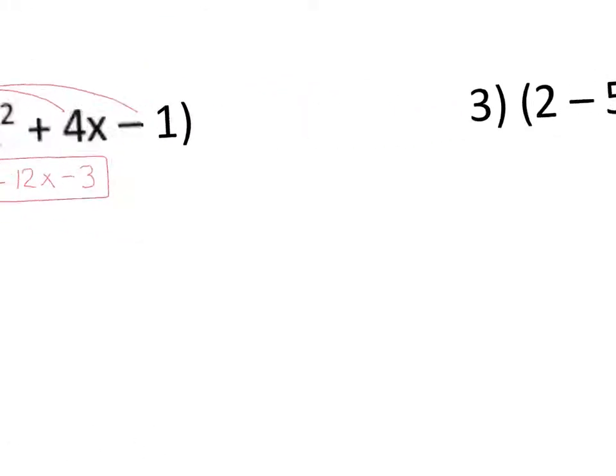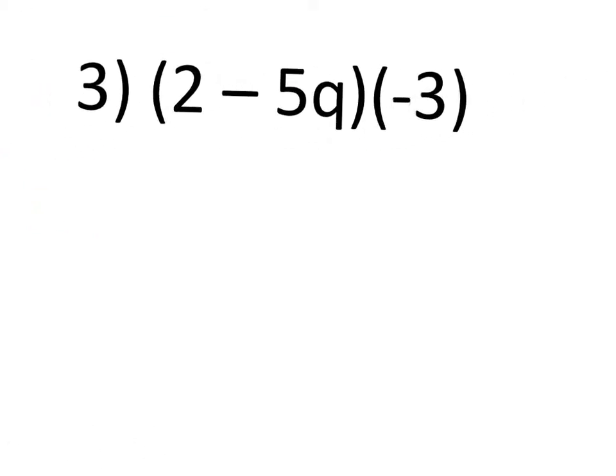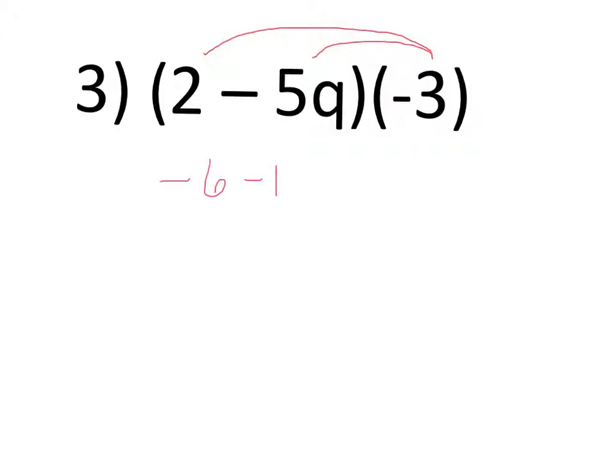Since they're not the same, this is going to be my final answer. All right, so example 3. Don't let it confuse you when they stick a negative on the back side here. You're still just going to drop it on inside the parentheses. So I'm going to take the 3 to the 2 and the 3 to the 5, so I'm going to have negative 6 minus 15q.